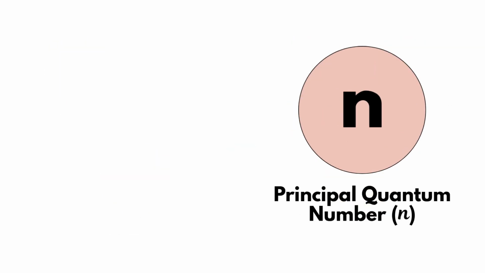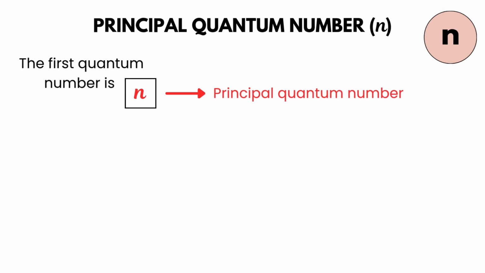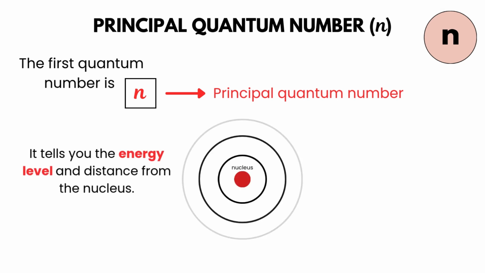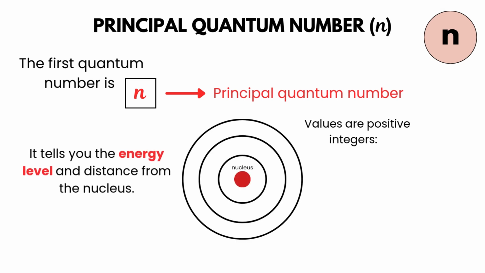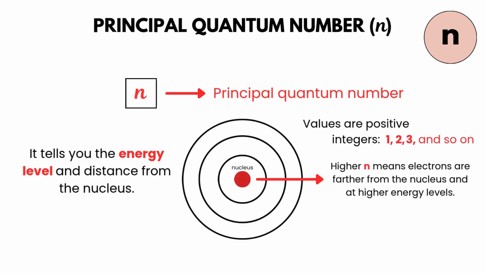Principal quantum number, n. The first quantum number is n, the principal quantum number. It tells you the energy level and distance from the nucleus. Values are positive integers: 1, 2, 3, and so on. Higher n means electrons are farther from the nucleus and at higher energy levels.